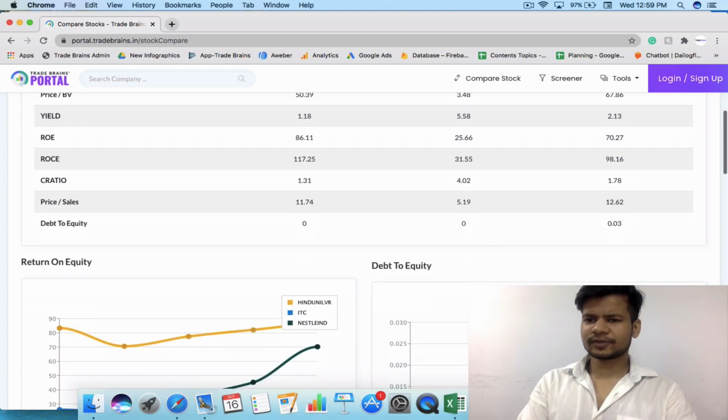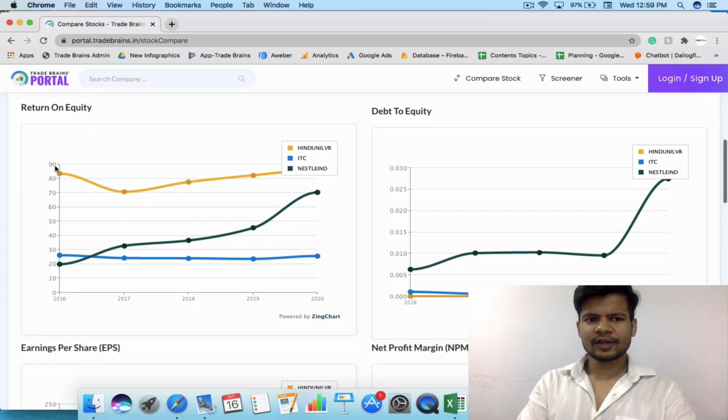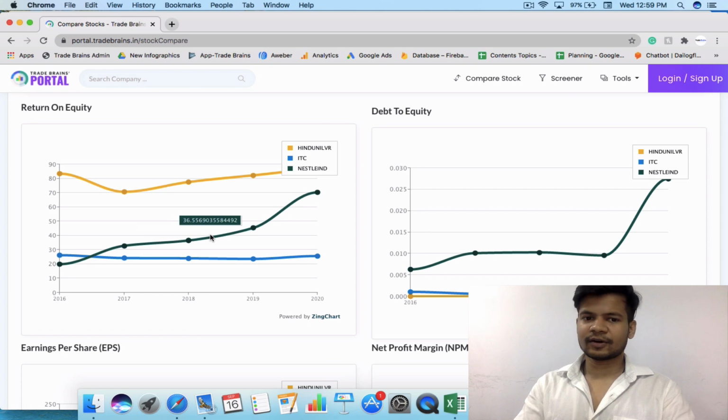Now let's look into a few more metrics to compare these companies. First is return on equity. So here is the chart for the return on equity for the last 5 years for all the three stocks, and easily you can see that the ROE for Hindustan Unilever is the highest, which is a very good sign. And after that comes Nestle, whose ROE is continuously increasing. That is also a very good trend. If the ROE of a company is continuously growing for the last 5 years, this is a good sign.